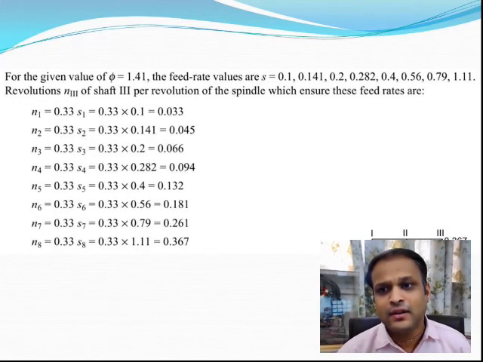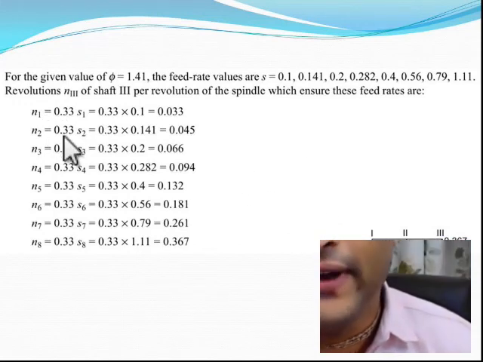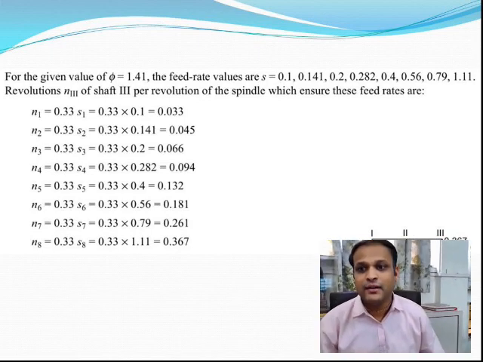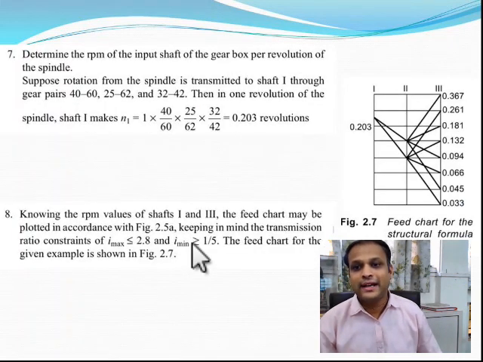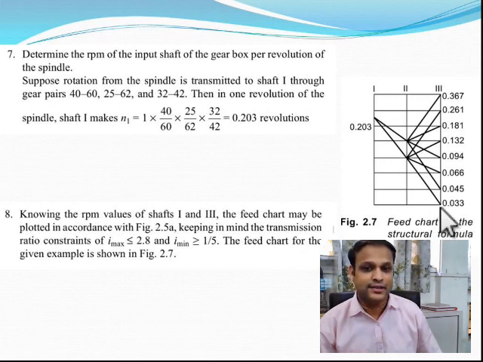So based on this, one can now calculate the n values. The values of n are 0.33 S1 to 0.33 times S8, and all of these values are tabulated as shown in this slide. Once we get these values, one can go ahead and plot the speed chart as usual. So here you can see the structural formula is 2142, and the same process as discussed earlier has been used, and the feed chart has been plotted.